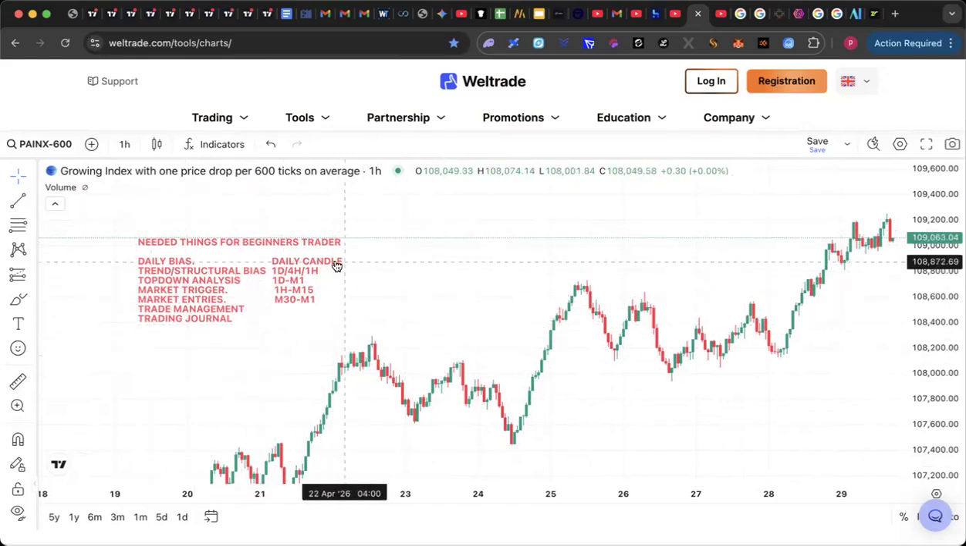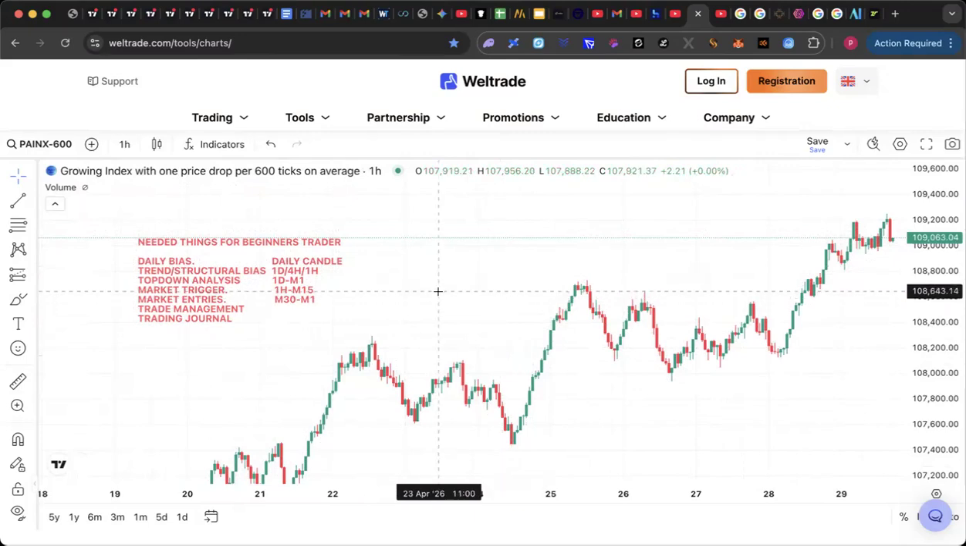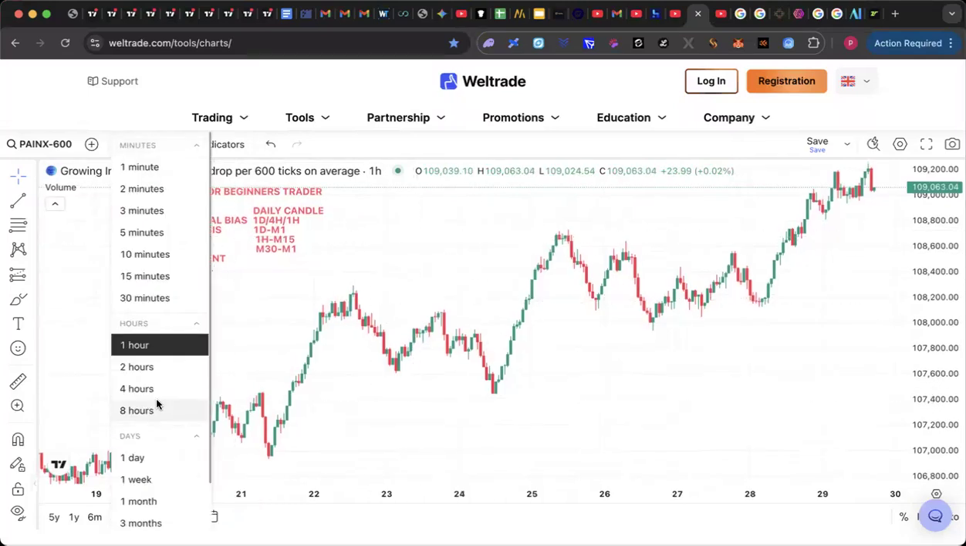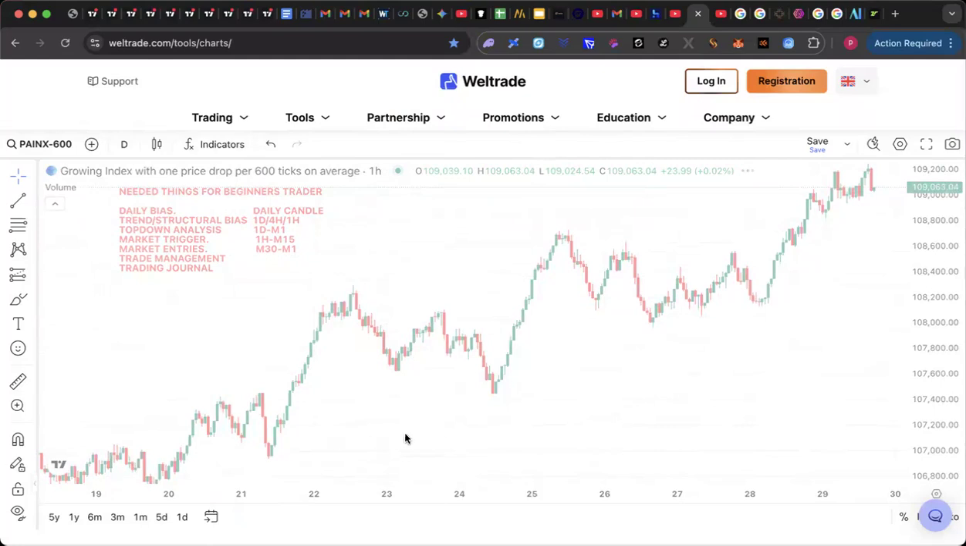Okay, so now let's quickly take any of the instruments that we see. Then you can support yourself with some indicators, but don't depend on indicators. So now, this is an instrument. What should I do? I'm going to go to the daily time frame.